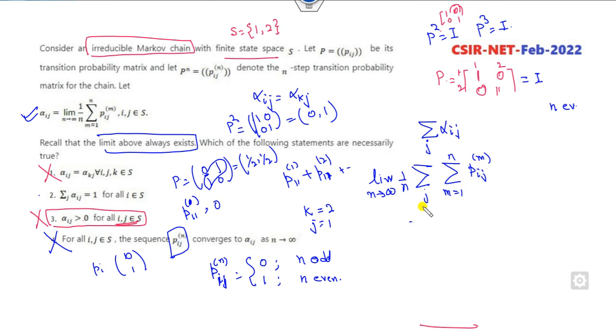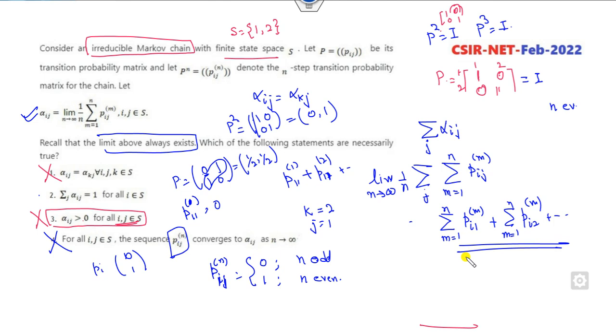It is summation m equal to 1 to n of pi 1 of m, summation m equal to 1 to n of pi 2 of 1, and so on. What is that? You can think about that. What is given to you? This is nothing but my rho sum. What is the rho sum? It is 1.